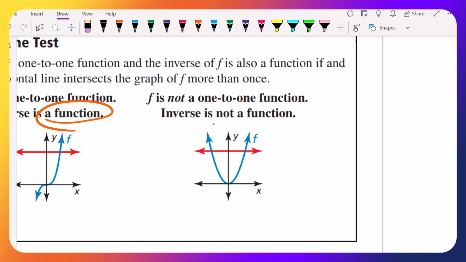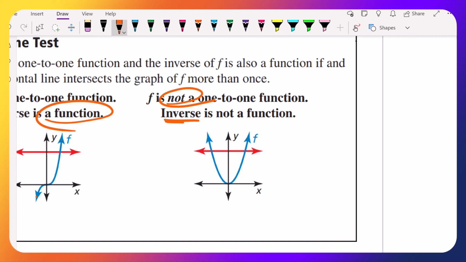Here's the problem. If you draw anything past the vertex or above the vertex, it's going to hit in multiple places. So this is not going to pass the horizontal. If it doesn't pass the horizontal, then that means it is not going to be 1-to-1 because the inverse is not a function. So the original, yes, but the inverse is not.